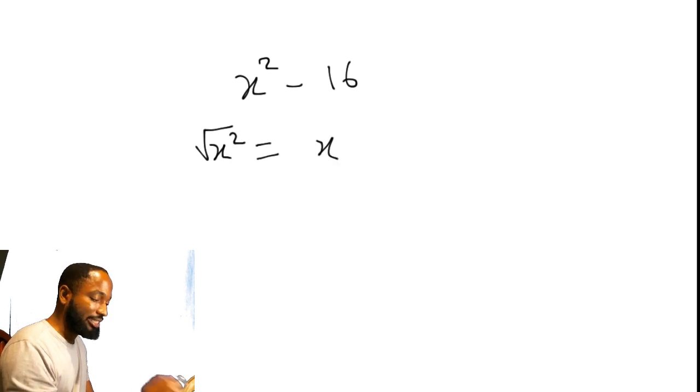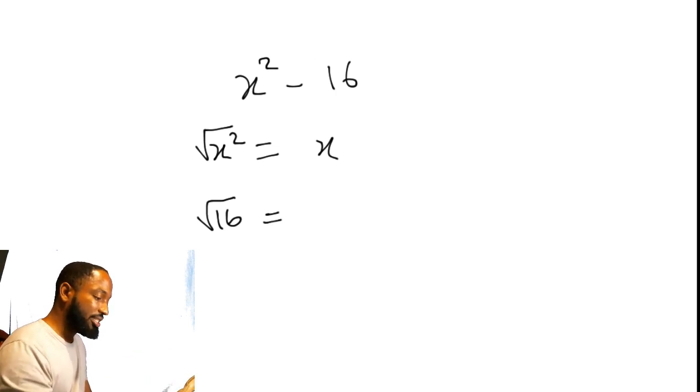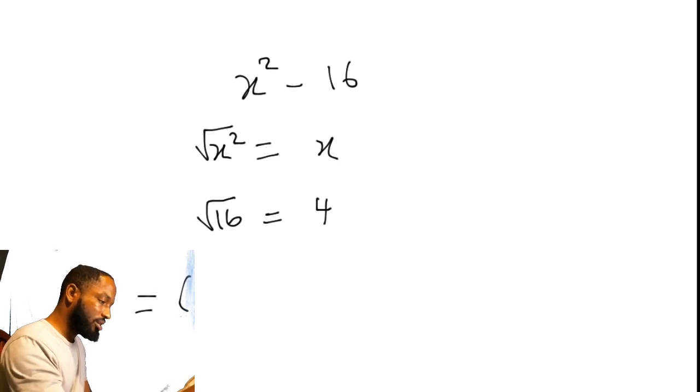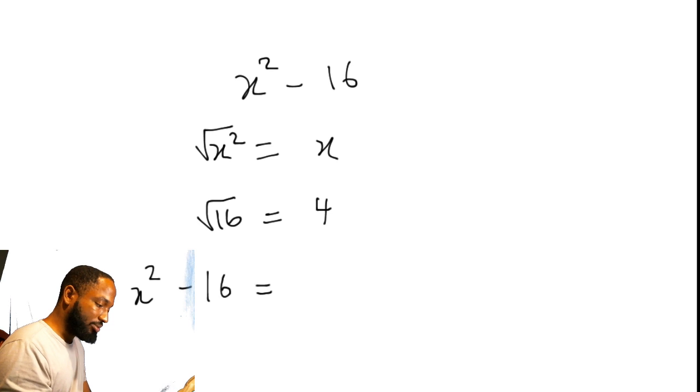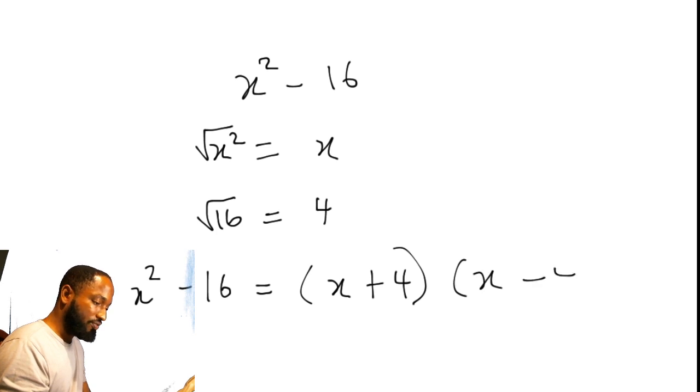So let's try a different one. Let's see if we had x squared minus 16. We would say the square root of x squared is equal to x, because x by x is x squared. This is the exact working for it. And the square root of 16, forget the negative sign for now, is equal to 4. And now you just come and say, therefore, x squared minus 16 is equal to x plus 4 and x minus 4.